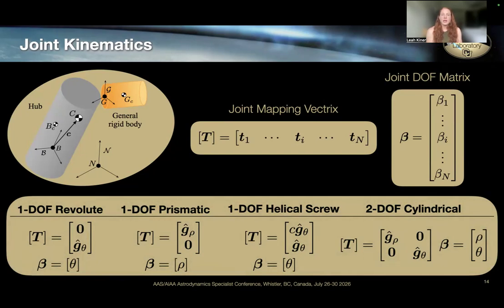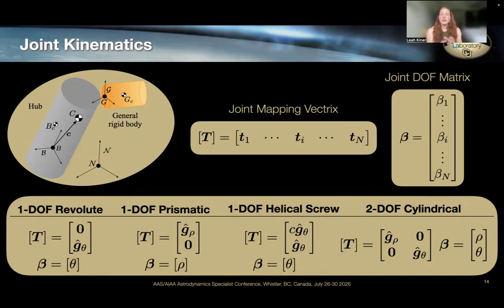So if we have a rotational joint, the top 3 rows will be 0. If we have a purely prismatic translational joint, the bottom 3 rows will be 0. And then here's the helical screw, and then a cylindrical two-DOF joint.